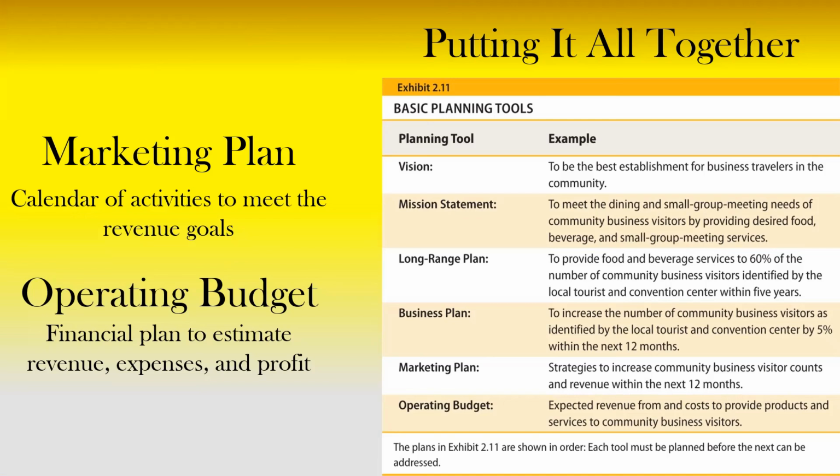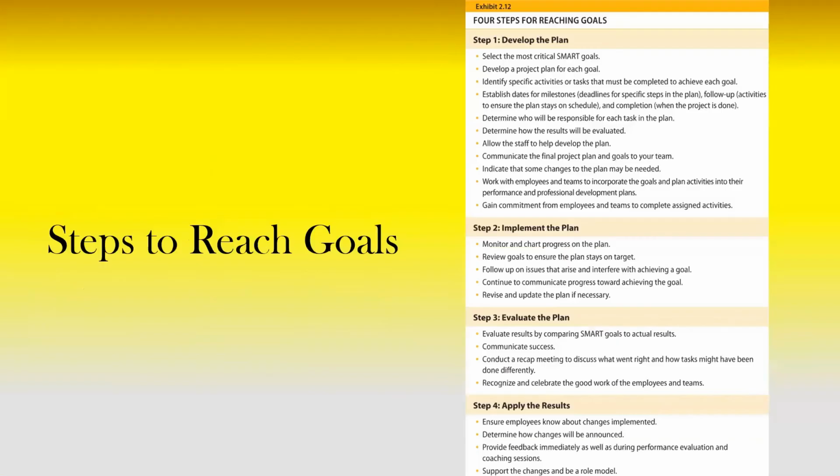So taking that 5-year plan and then starting to break it down into smaller things, in this case, the business plan, a 5% increase within the first year. From there, then you create your marketing plan. So you create strategies to increase community visitors and business visitor counts. And then in the end, of course, you have to have the operating budget. What's the revenue from and the cost to provide those products to those business vendors.